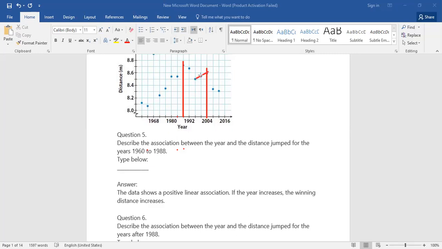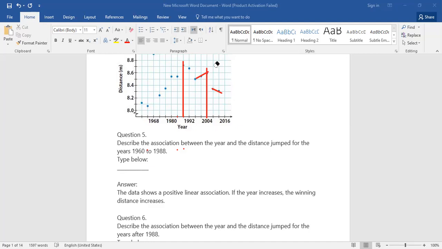And after that, the data from 2004 to 2012, what happened after that? Did you see here? It's negative. Then we can divide the answer into two parts. Between 1996 and 2004, there was an increase in distance over time. The data after that will show a negative association.